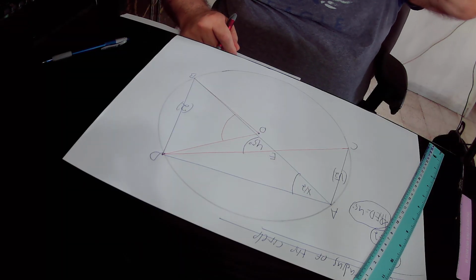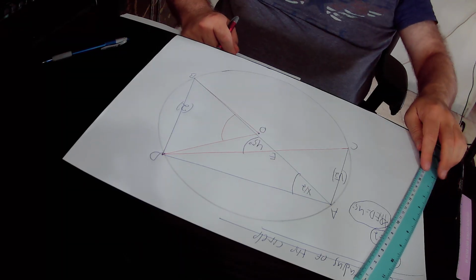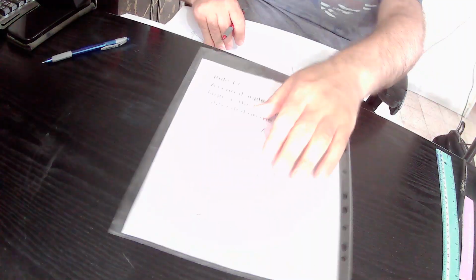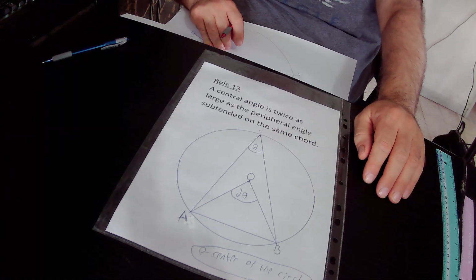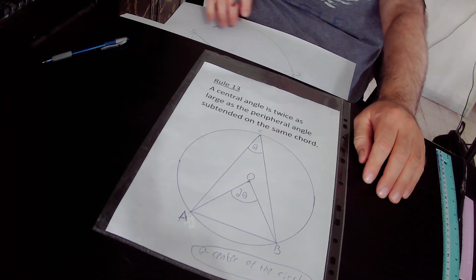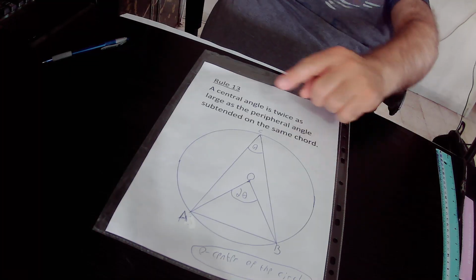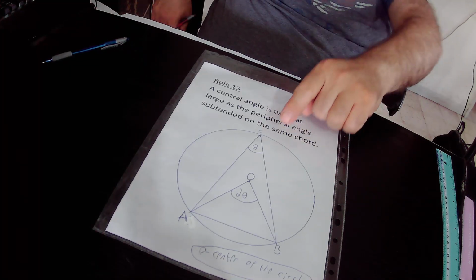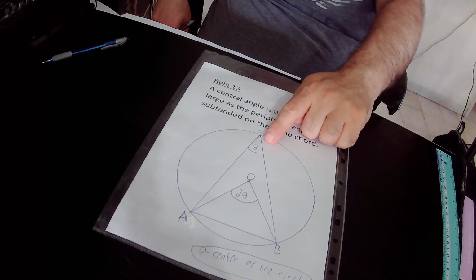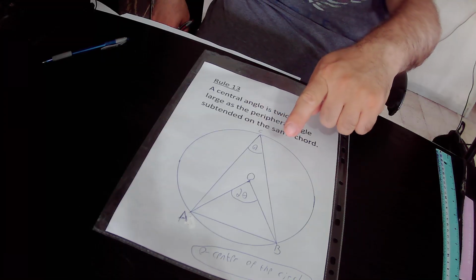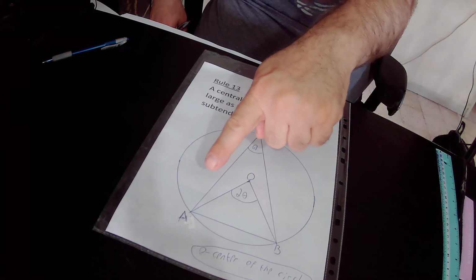So now we can implement rule 13 in our drawing. So I repeat quickly on rule 13. According to rule 13, a central angle is twice as large as the peripheral angle subtended on the same chord. So in the drawing, we have a circle. Inside this circle, this is peripheral angle ACB. The size of this peripheral angle ACB is theta, and it is subtended on chord AB.